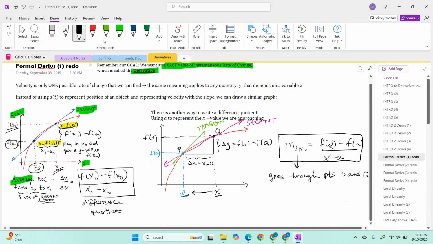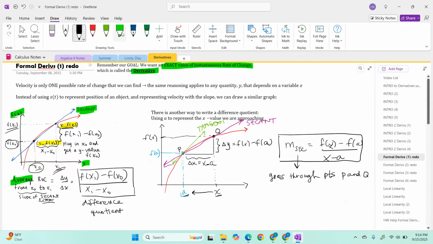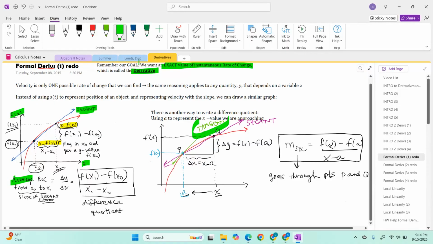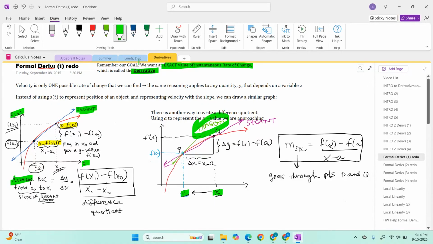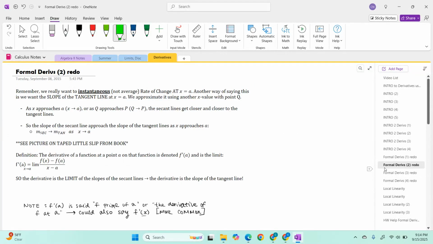So before I go to the next slide here, I just want to emphasize one more time that mathematicians want the slope of the tangent line. And my x value is going to need to get very, very close to my a value, like infinitely close to the a value, so that the secant line actually turns into the tangent line. Make sure you're all good on that. I'm going to go to the next screen here.